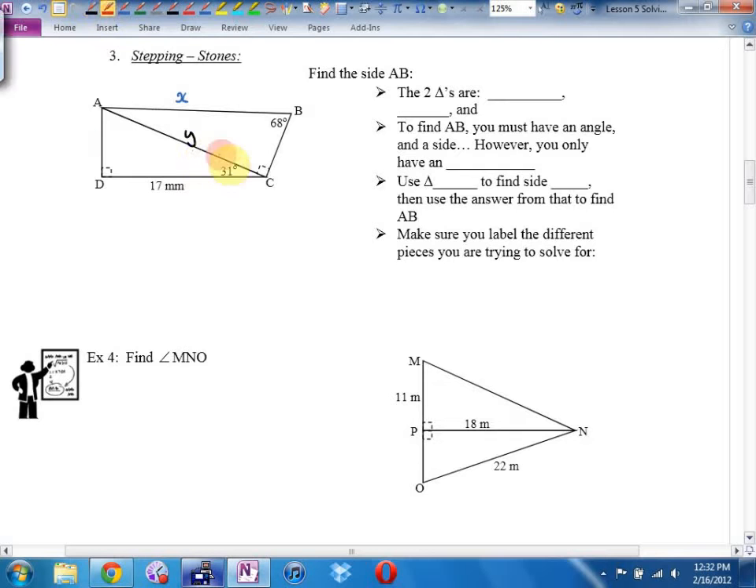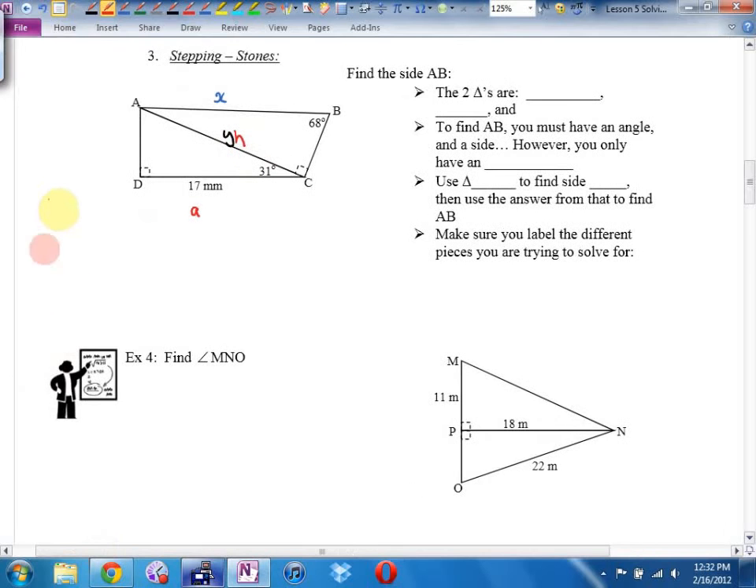Liam, my friend, this 17, opposite, adjacent, or hypotenuse? I agree. What about the Y, opposite or hypotenuse? I agree. Which trig function has those in it? Cosine angle equals adjacent over hypotenuse.